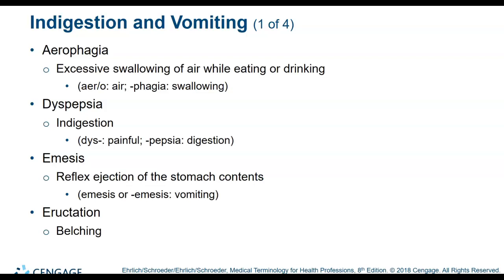Dyspepsia is indigestion. Emesis is the regurgitation of stomach contents. So emesis is the word for vomiting. If you think about it, reverse peristalsis is actually the process of vomiting, because instead of peristalsis moving the food down, it's reversing it and it's coming out. Eructation is belching or burping.